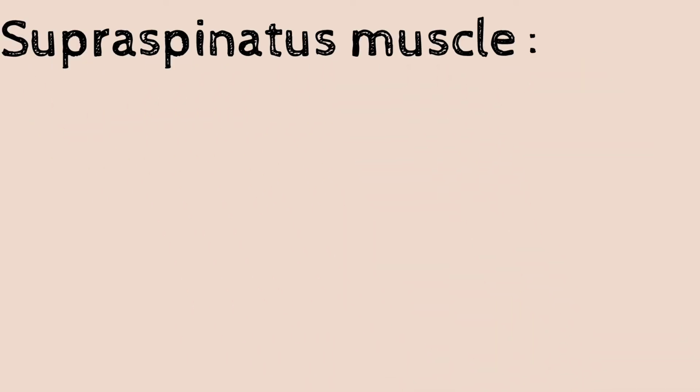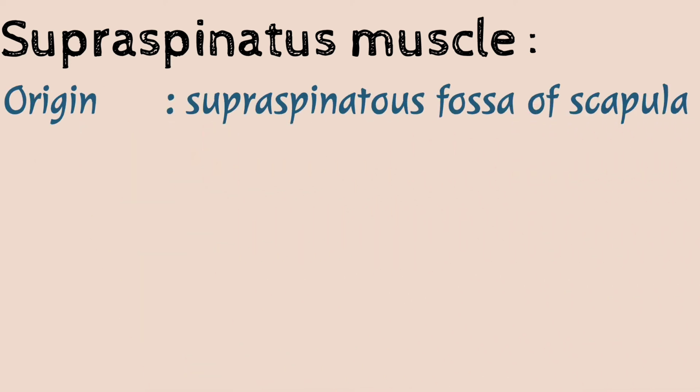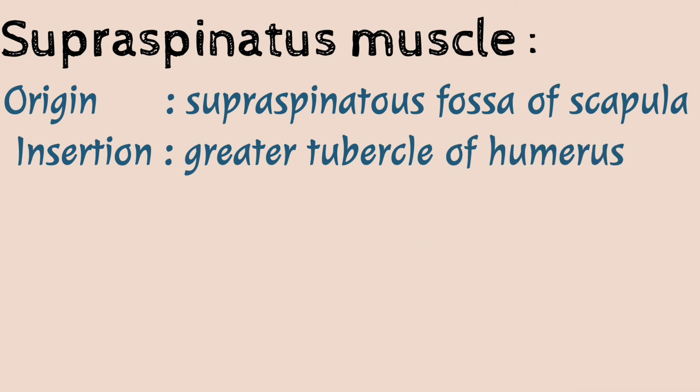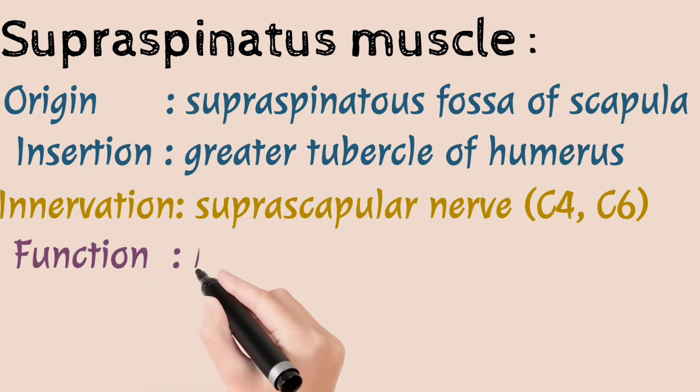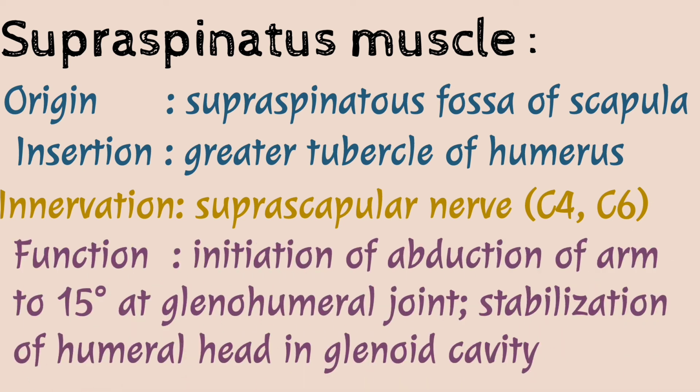First, supraspinatus muscle. Its origin is from supraspinatus fossa of the scapula. It inserts into the greater tubercle of humerus. Its innervation is by suprascapular nerve, and its function is initiation of abduction of arm to 15 degrees at glenohumeral joint and stabilization of humeral head in glenoid cavity.